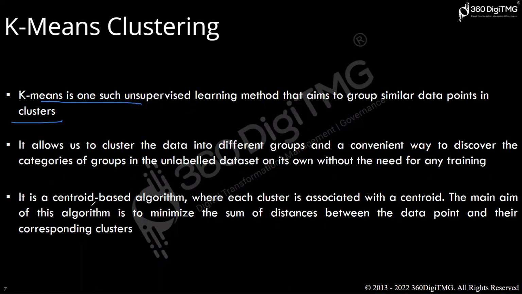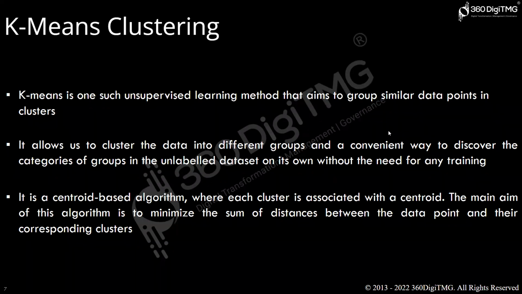So we have seen this. It is a centroid based algorithm where each cluster is associated with a centroid. We know this, right? I have explained you some examples too. The main aim of this algorithm is to minimize the sum of distance between data points and their corresponding clusters. So what is the main aim? The main aim of K-means clustering is to minimize the sum of distance between data points and their corresponding clusters.